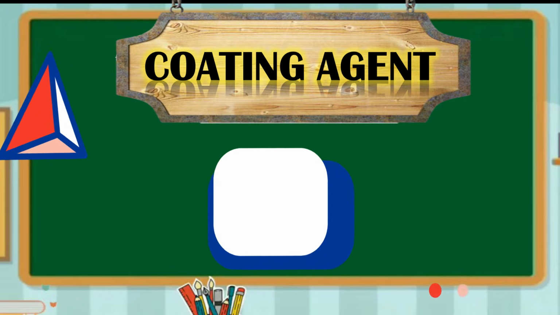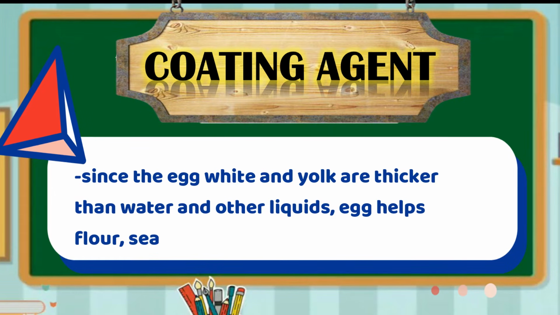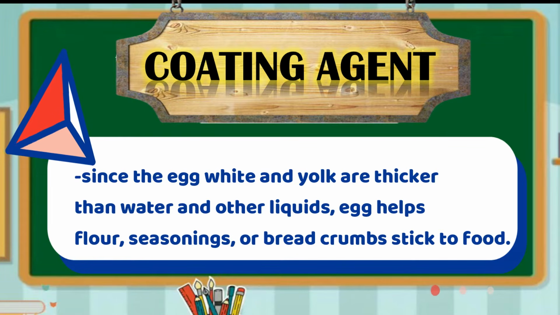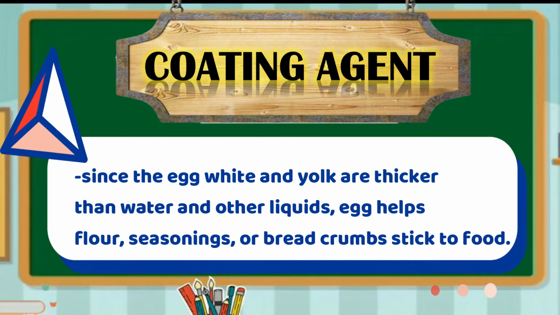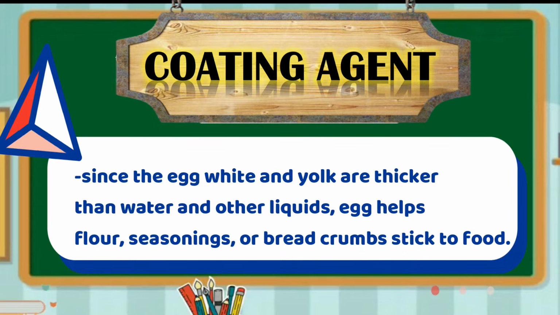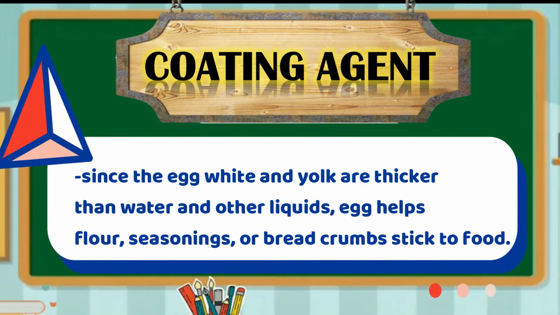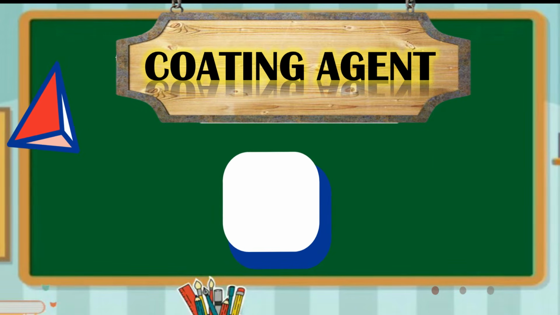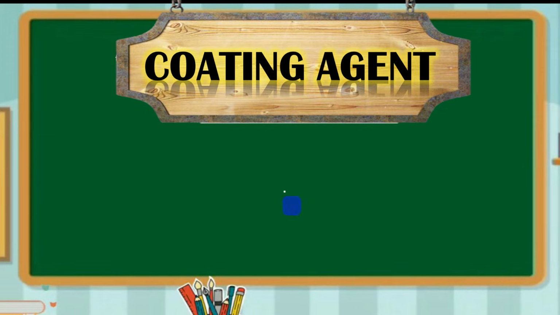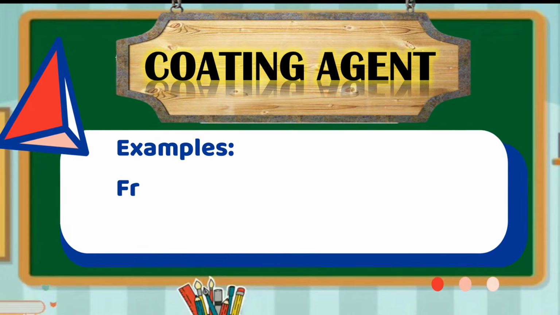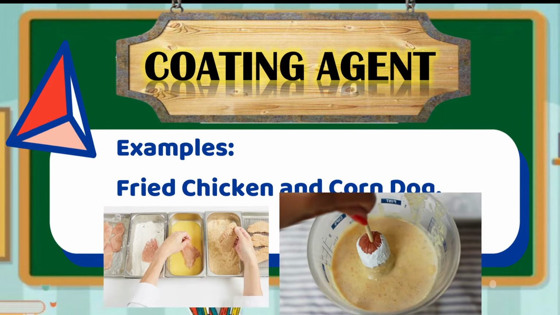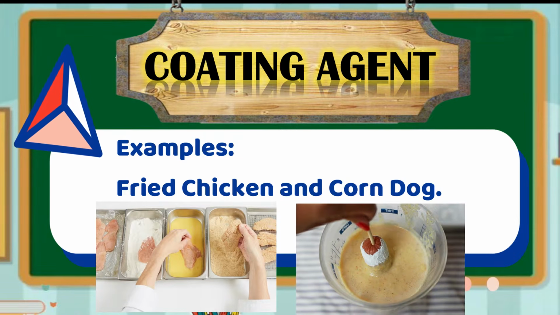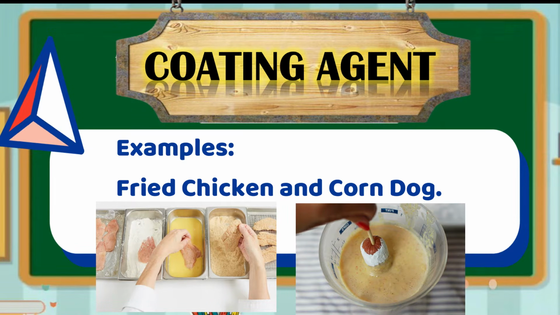Another use of egg is as coating agent. Since the egg white and egg yolk are thicker than water and other liquids, egg helps flour, seasonings, or breadcrumbs stick to food. We can use egg to coat a fried chicken or a corn dog.